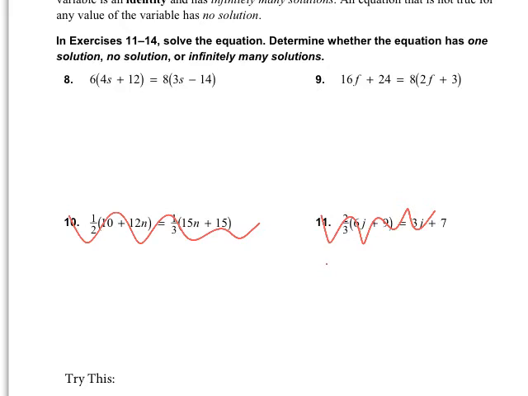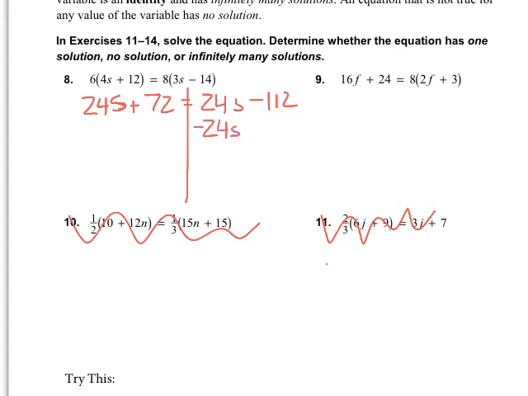Just one single solution. Okay, so normal problems, when we solve them down, they get x equals a certain number. That's how you know we get one solution. That's a normal problem, okay? Let's look at the weird ones here. So let's look at 8. So I distribute first, right? I get 24s plus 6 times 12 is 72. On the other side of the equal sign, 8 times 3 is 24s. And what's 8 times negative 14? 112. Okay.